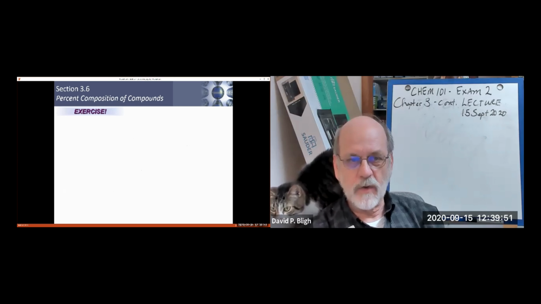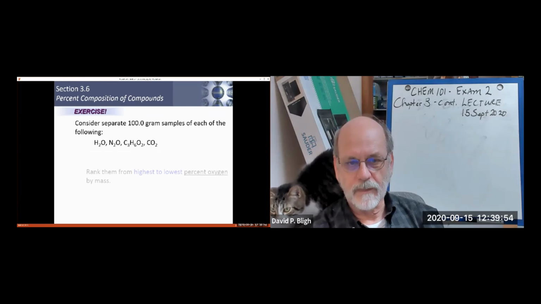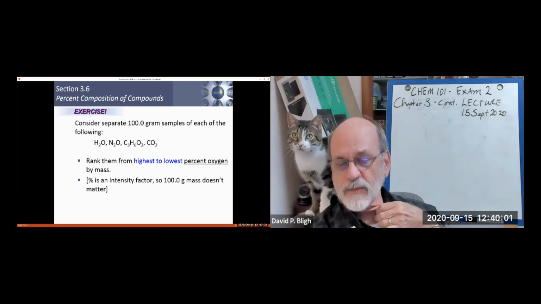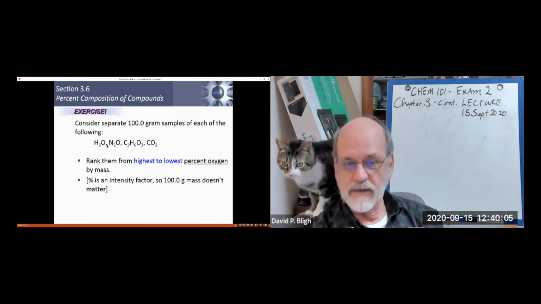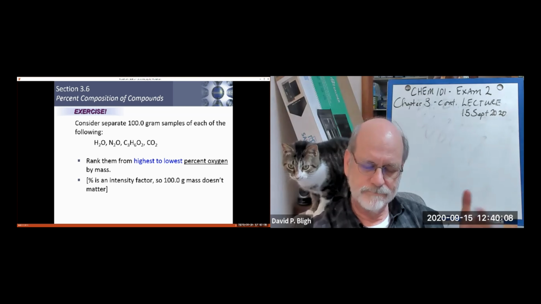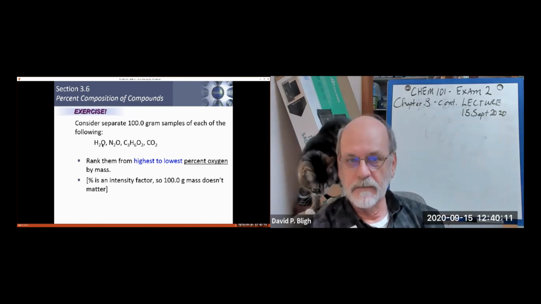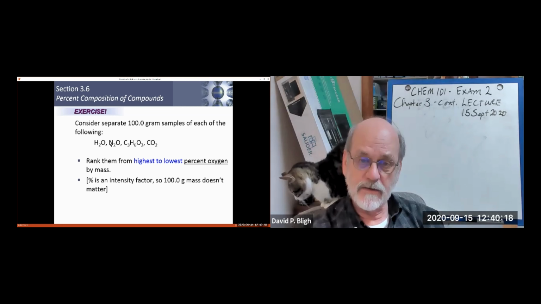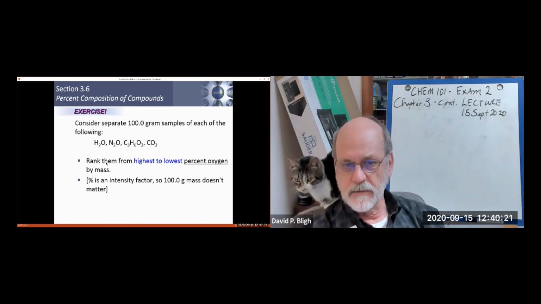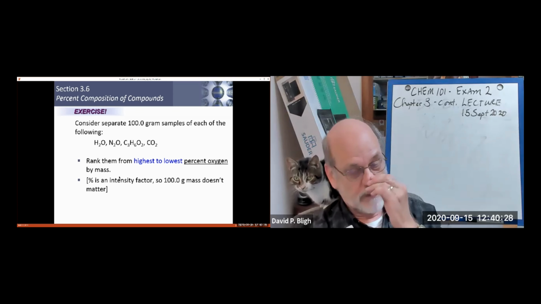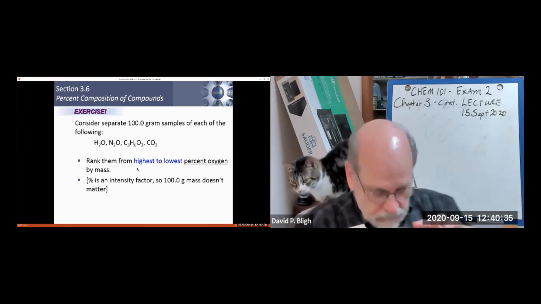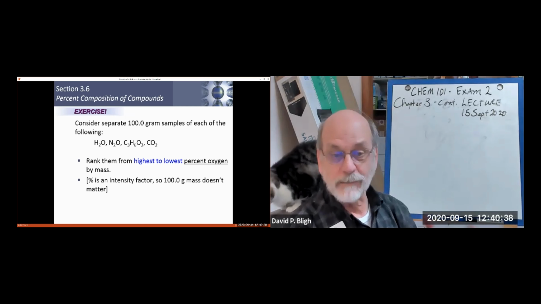Okay, so now we can get on with a sample problem. Let's say we have a 100-gram sample of each of the following, and this is on the tails of a previous example in one of the earlier slides. 100-gram sample of each one of these, and we want to rank them from highest to lowest percent oxygen by mass. So what you need to know is you have to set up your assembly line. Remember?